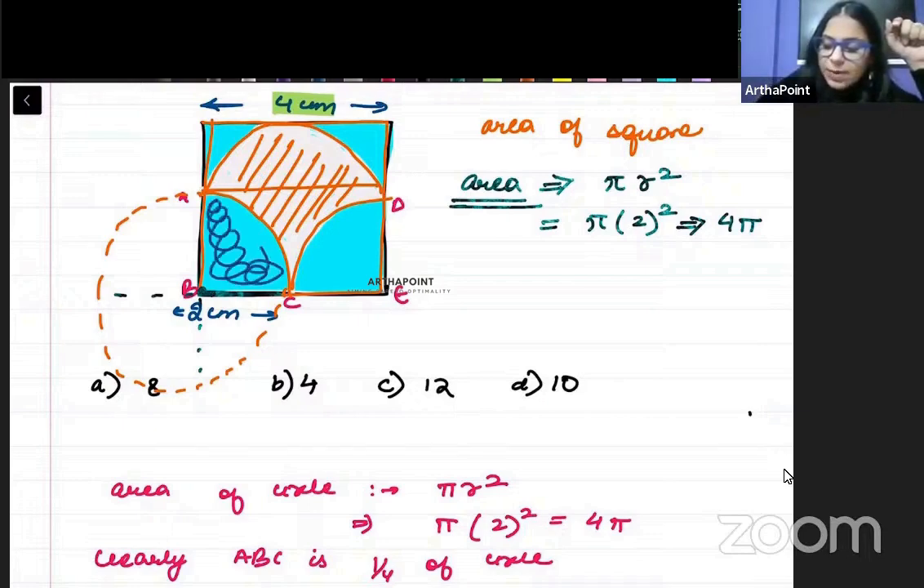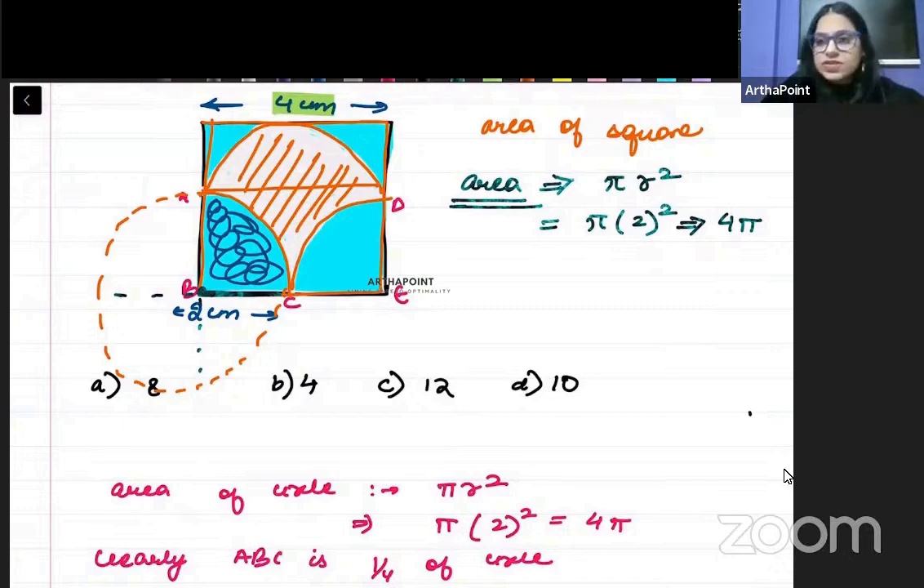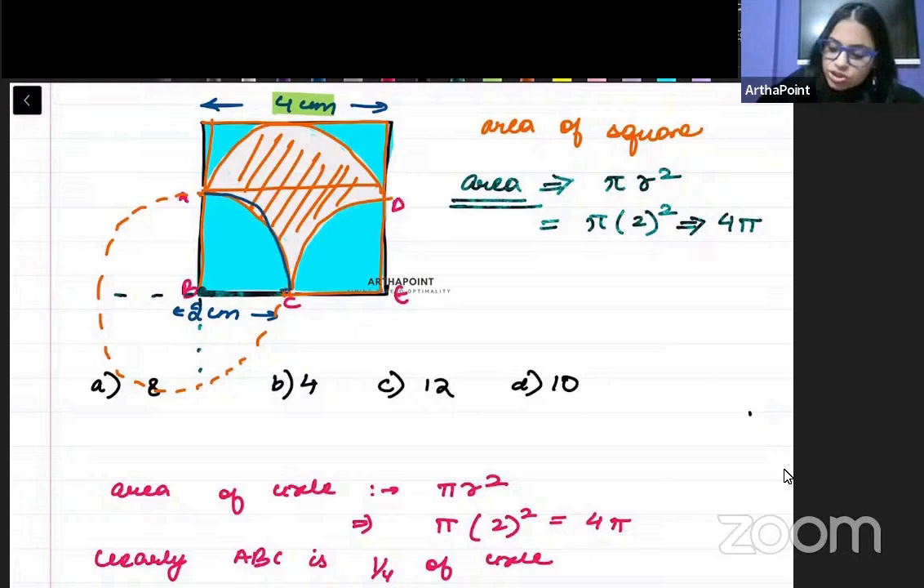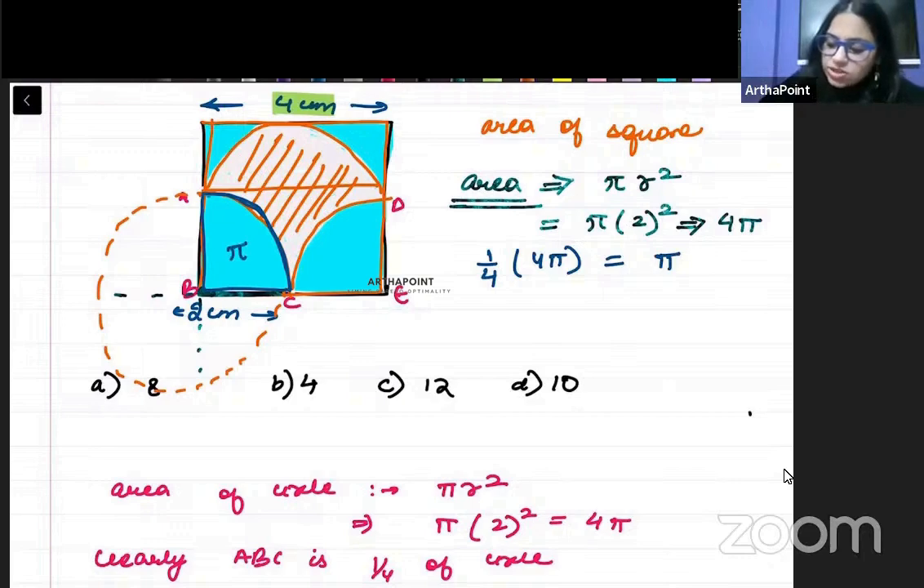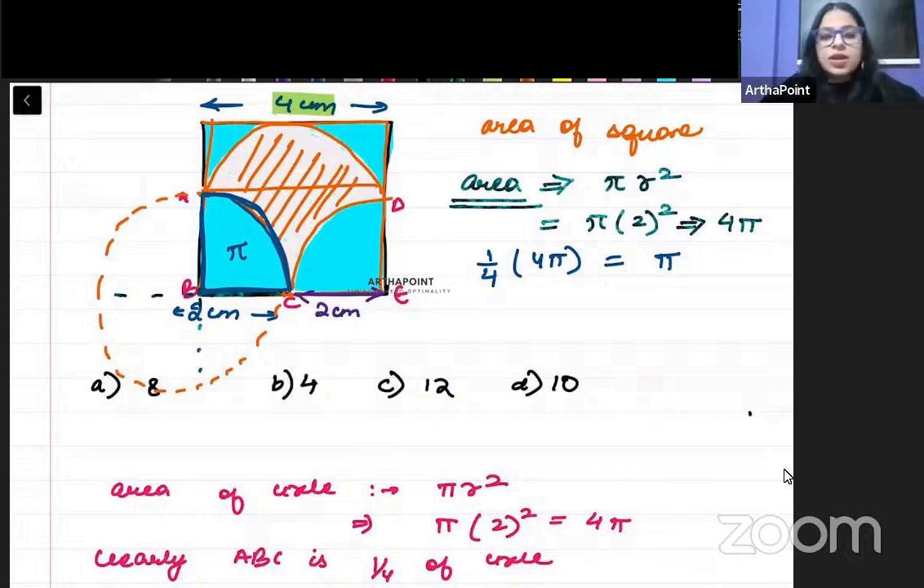I am only taking this part of the circle, 1/4 of the circle. So if you think about it, just this area will be 1/4 of the entire area of the circle. So it is going to be pi. So I know that just this area is going to be pi. Similarly, I am given that this is 2 centimeter.